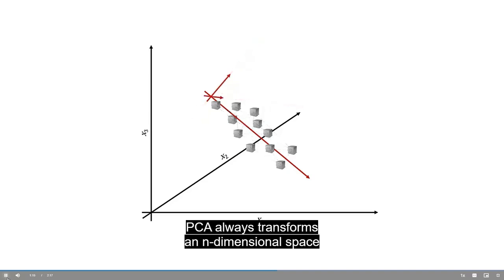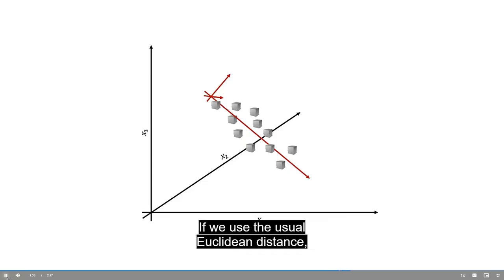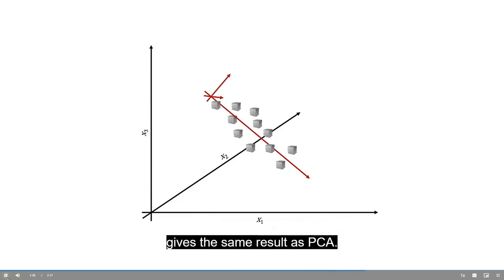PCA always transforms an n-dimensional space into another n-dimensional space. Multidimensional scaling transforms an n-dimensional space into the smallest space necessary to preserve the pairwise distances. Note that multidimensional scaling can be used with any distance metric. If we use the usual Euclidean distance, multidimensional scaling actually gives the same result as PCA.